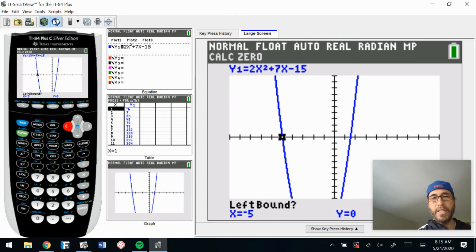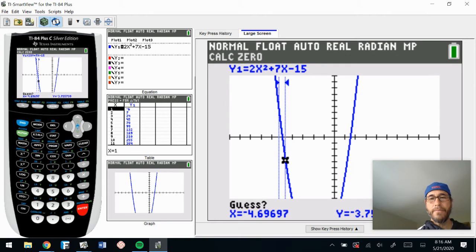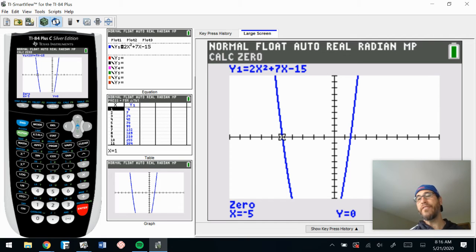It took a while because I needed that x to be close to -5. Then we go to about where it is, and when it says left bound, we go to the left 2 times. Then we go back to where that 0 is, and go to the right 2 times. In our sweet new 84s, they have those little dashed lines that show the 0 is in between those two things. And then we hit enter. So there we go, -5. And we found out that -5 was an answer.